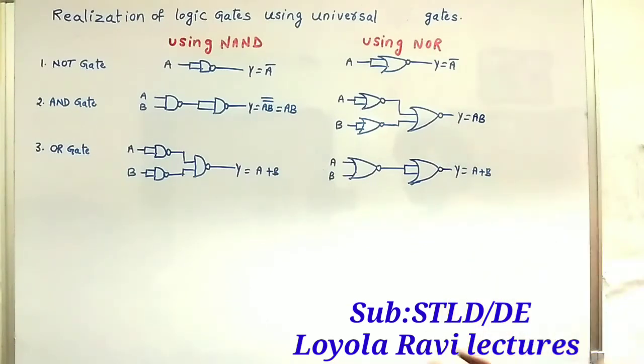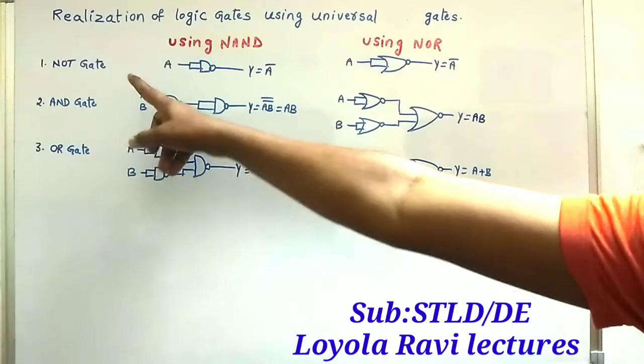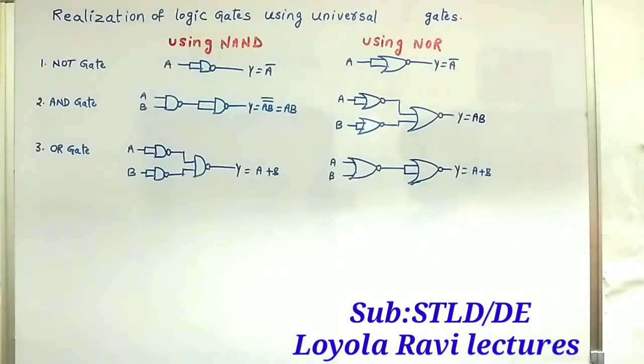So first of all we'll go for basic gates. How we can implement a NOT gate, AND gate and OR gate using NAND, and in the same manner using NOR. How we can implement that, we'll see that. Go for first one, NOT gate, or inverter.